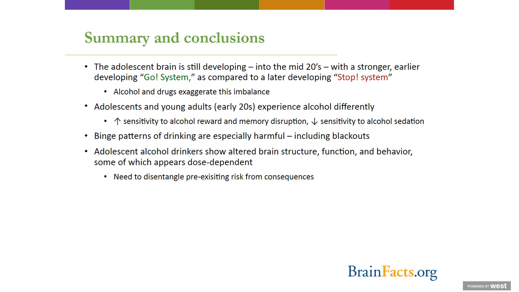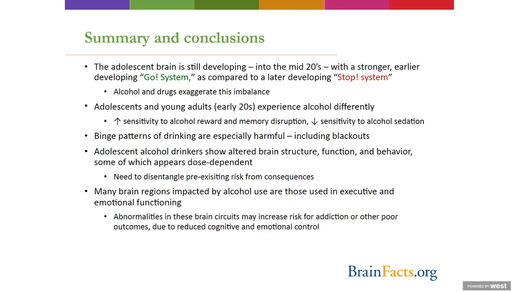And it's very important to disentangle some of these pre-existing risk features in the brain. As I showed you, the brain is different before an individual even goes on to drink from the consequences of alcohol themselves. Many of the brain regions, as I mentioned before, that are impacted by alcohol are those that are so very important in these stop-and-go systems. And so when we're disrupting the normal development of these systems, it really renders an individual at more risk for not only continued drug and alcohol use, but also other poor outcomes.